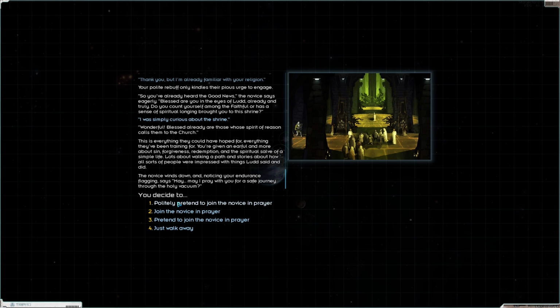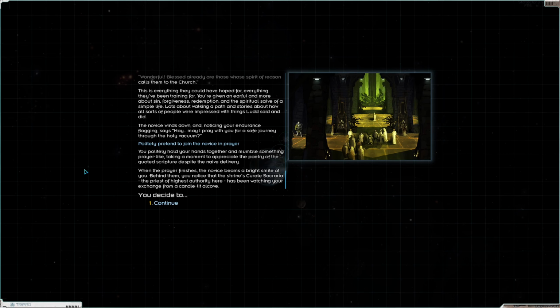Let's politely pretend to join him in prayer. You politely hold your hands together and mumble something prayer-like, taking a moment to appreciate the poetry of the quoted scriptures despite the naive delivery. When the prayer finishes, the novice beams a bright smile at you. Behind them, you notice that the shrine's curate Sacraria, the priest of highest authority here, has been watching your exchange from a candlelit alcove.